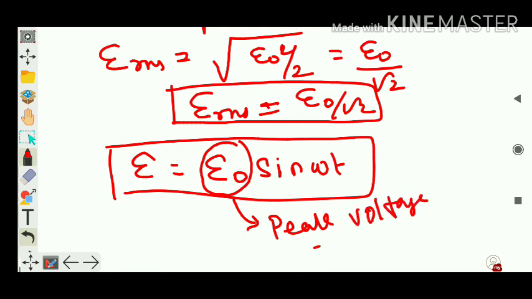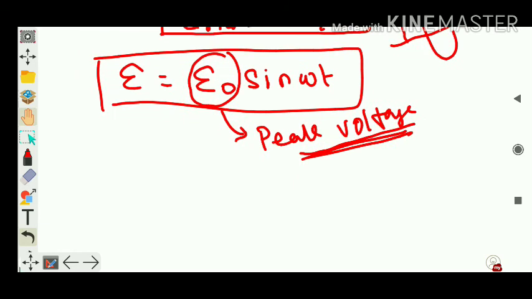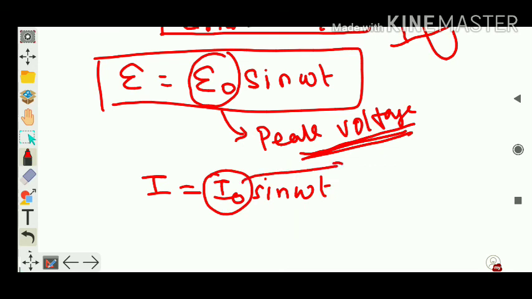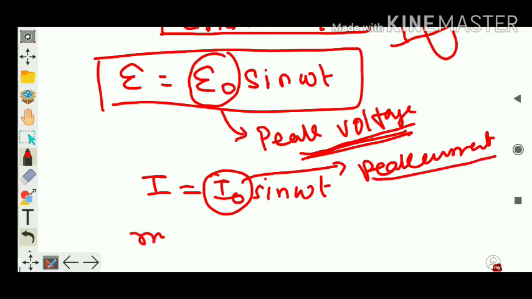It is peak voltage. That is, for any AC current, the maximum voltage which can come up is known as peak voltage. And similarly, when you have an equation like I is equal to I naught sine omega t, I naught is the peak current. So you learn two terms: RMS voltage, and similarly RMS current.